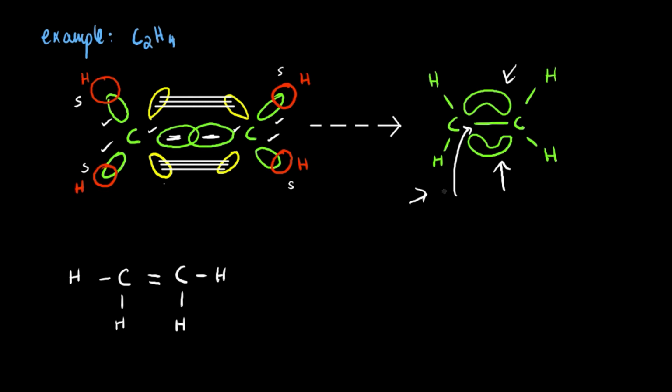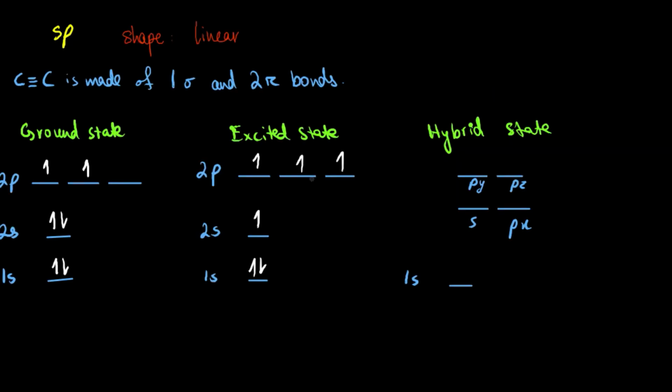The second type of hybridization that we'll be doing in this video is sp hybridization. Now for an sp hybrid, first of all, the shape that it is related to is a linear shape, and it is consistent with the carbon-carbon triple bond, which is made up of one sigma bond and two pi bonds. Again, the ground state and the excited state are similar to whatever we've done in sp3 and sp2. The hybrid state structure, however, is different. So let's look at that.